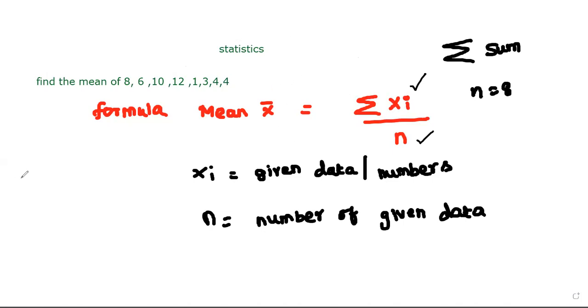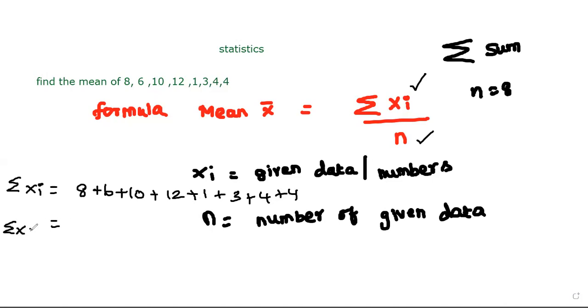I'll do it here. Summation xi is equal to 8 plus 6 plus 10 plus 12 plus 1 plus 3 plus 4 plus 4. Could you please add all of them and tell me what you're getting as the sum? 48. All right. Good. So summation xi is 48.